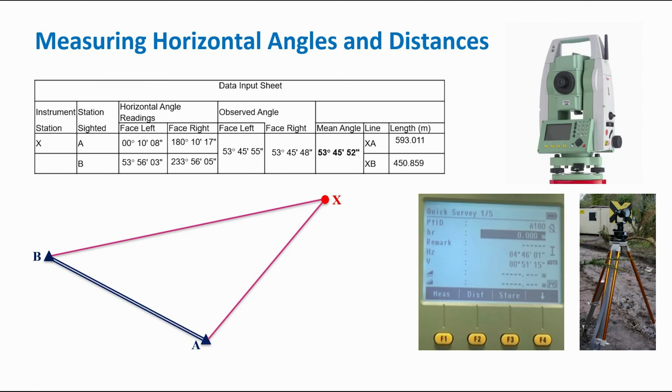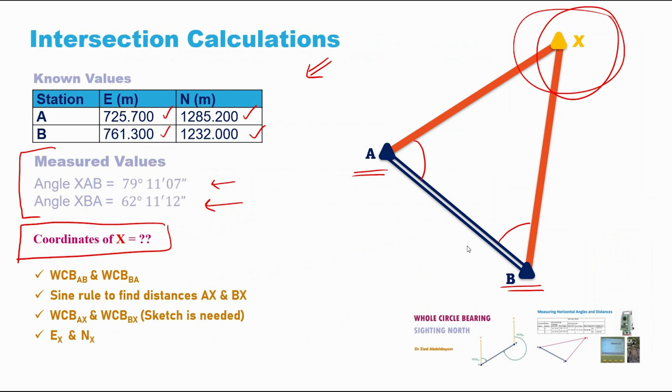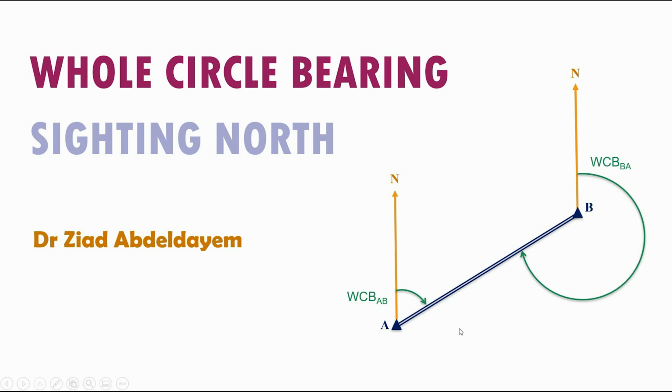For the measured values, guys, if you don't know how to measure horizontal angles using a total station, I explained this in a very detailed way in a separate video. You can watch this, which is called Measuring Horizontal Angles and Distances. And also, before we start, it's very important to understand the principle of the whole circle bearing and sighting north. I also explained this in a separate video. Please do watch this video because it is very important. Everything that we are going to do today is based on your understanding of the whole circle bearing principle, which is very easy and simple, but you need to understand this.